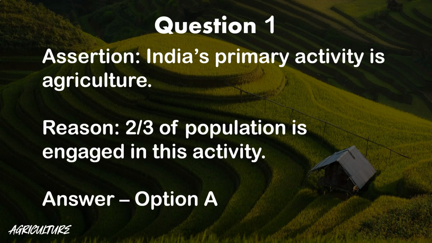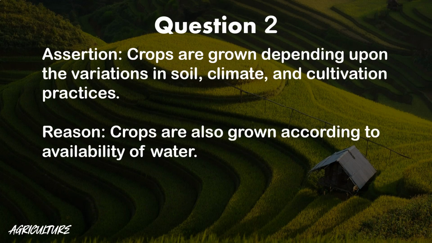Does the reason back the assertion? Is it the correct explanation? Just question yourself on that, and then you can determine whether it's option A or B. And if the assertion is wrong or the reason is wrong, then it'll be much easier to determine which one's the right answer. So question 1, the answer is option A.